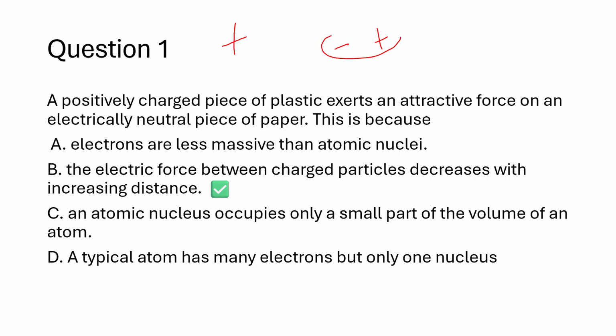So since the negative is closer, the attraction will actually be greater than the repulsion between the positive sides of the paper and the plastic, because we know electric force decreases with increasing distance. So there will be a net attractive force because of a stronger force of attraction due to a smaller distance between the positive plastic and the negative side of the polarized paper.